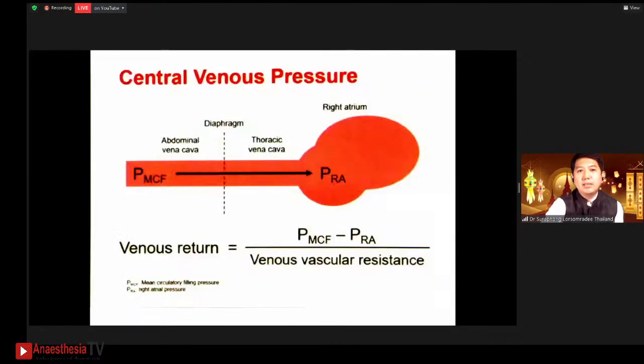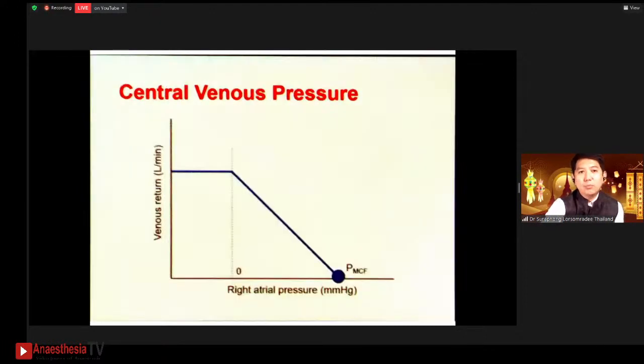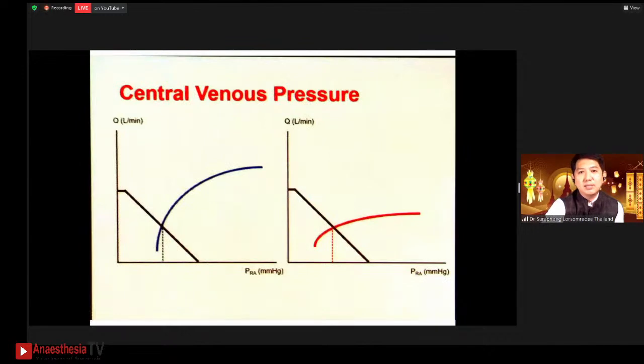Next, we will analyze the volume status. When we analyze the volume status in minimally invasive cardiac surgery, we have to understand the difference between the intrathoracic pressure and the extrathoracic pressure, because venous return depends on the mean circulatory filling pressure and the right atrial pressure as well. Sometimes we use too high intrathoracic pressure, like high PEEP or the WAT. We have to think about this as well.